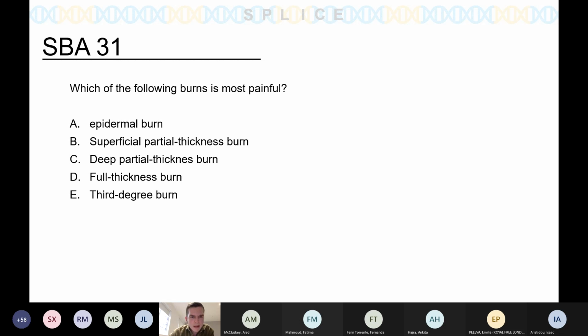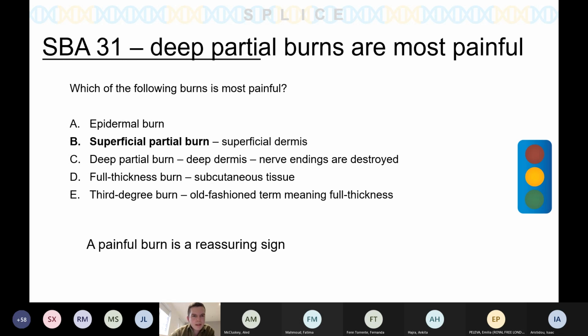Okay, we've got a bit of a split. I've written the wrong headline here because I think even I got mixed up writing it, but the nerve endings in the skin that give you pain sensation only go so high. So if you have a burn that affects the deep dermis, they're destroyed and it's painless. So a painless burn is a bad sign. Therefore, a painful burn is a good sign. So superficial partial burn is the most painful.